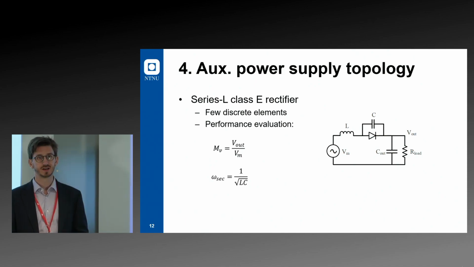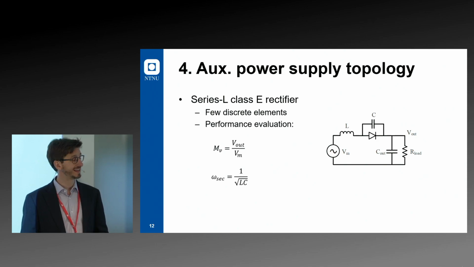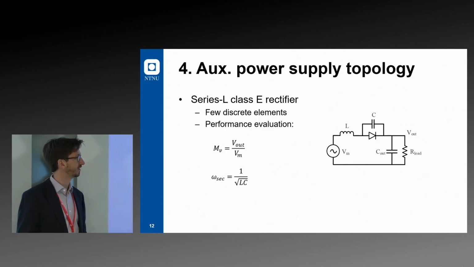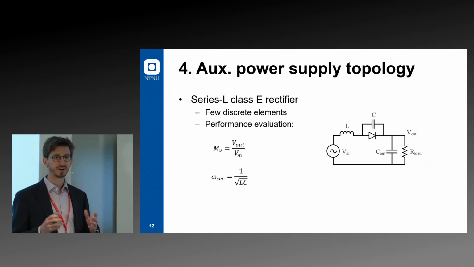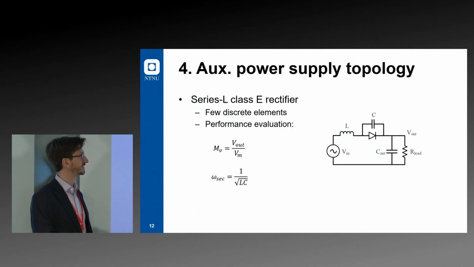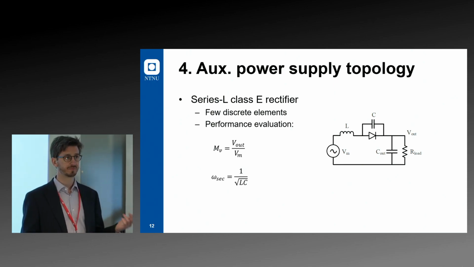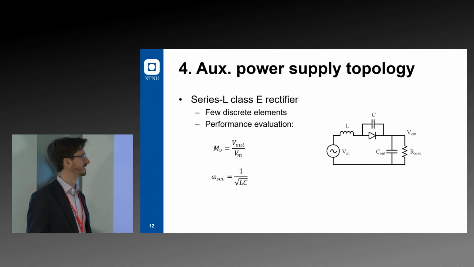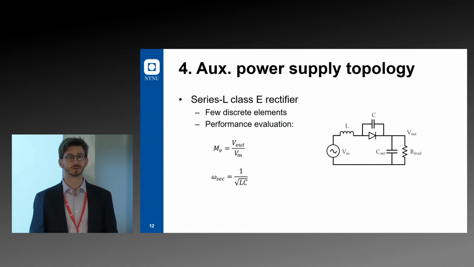And so to this resonant rectifier class, a series L class rectifier. So the L is in series with the diode and the resonant capacitor. So it has very few discrete elements. Actually, we're using the secondary winding of the transformer as the L. So we only have a capacitor and the diode. And we want some capacitance in addition to the diode to have a more linear behavior.